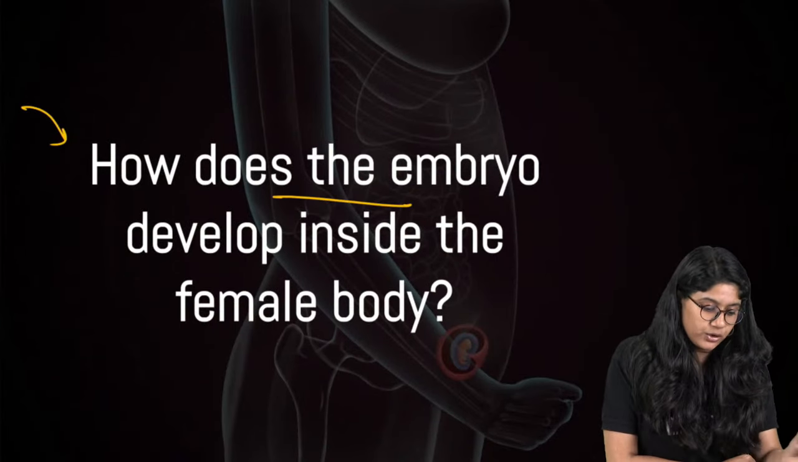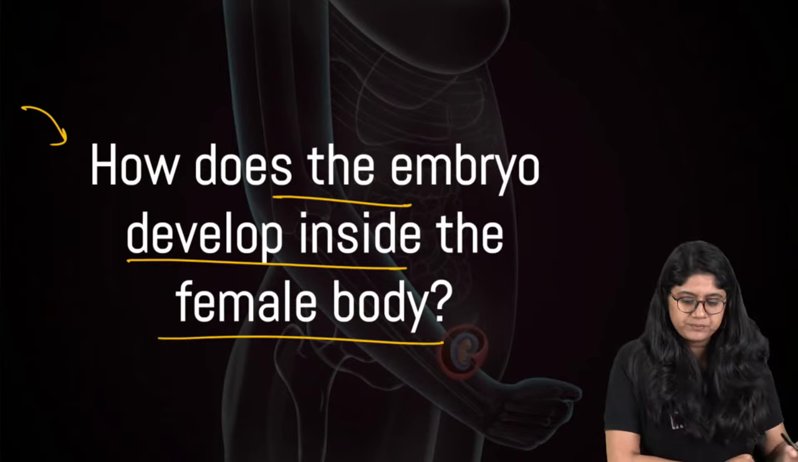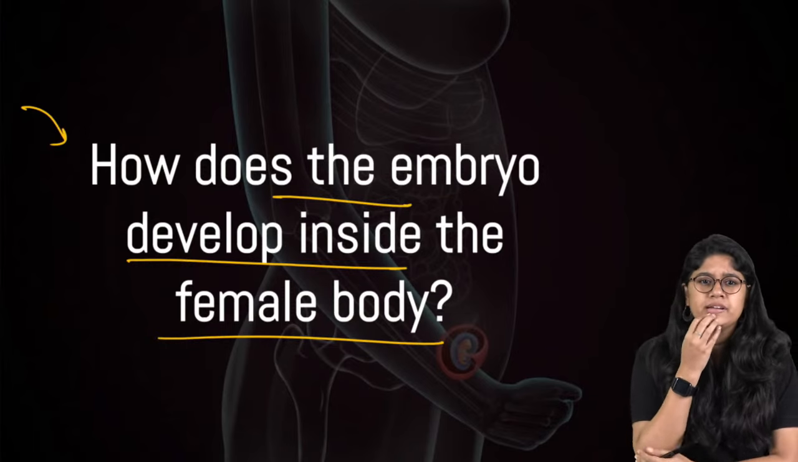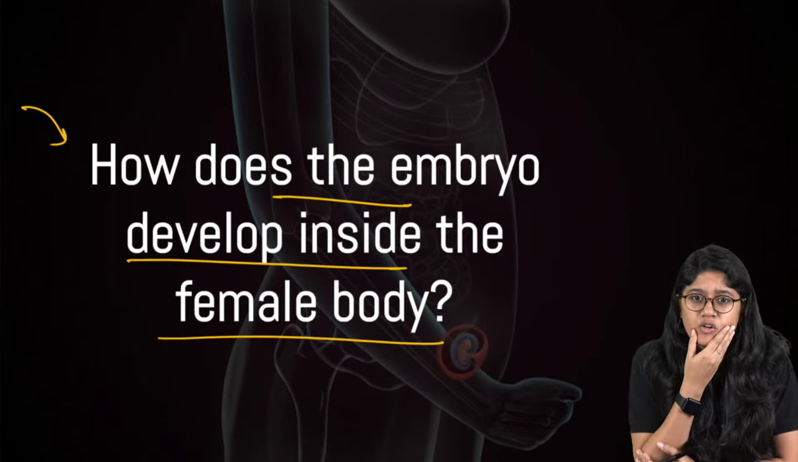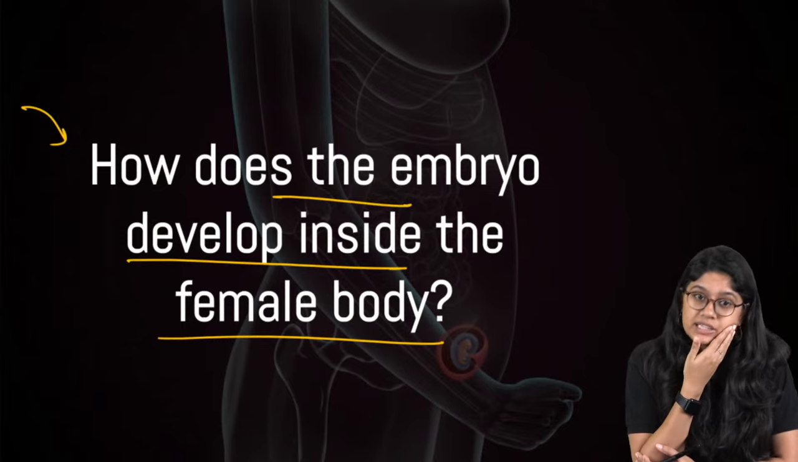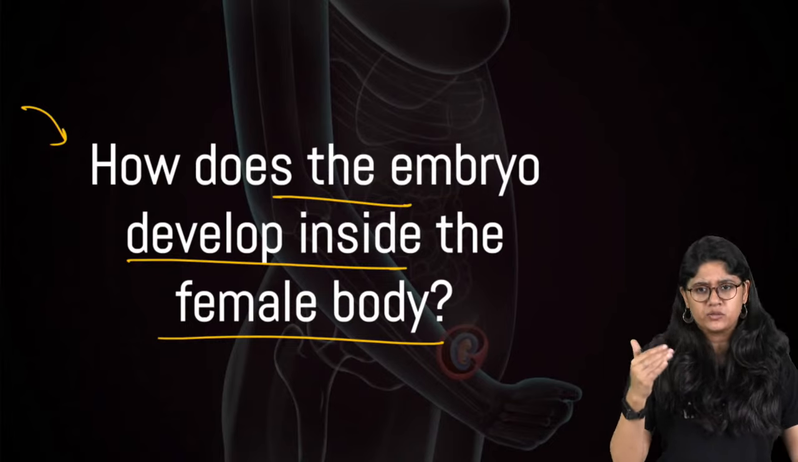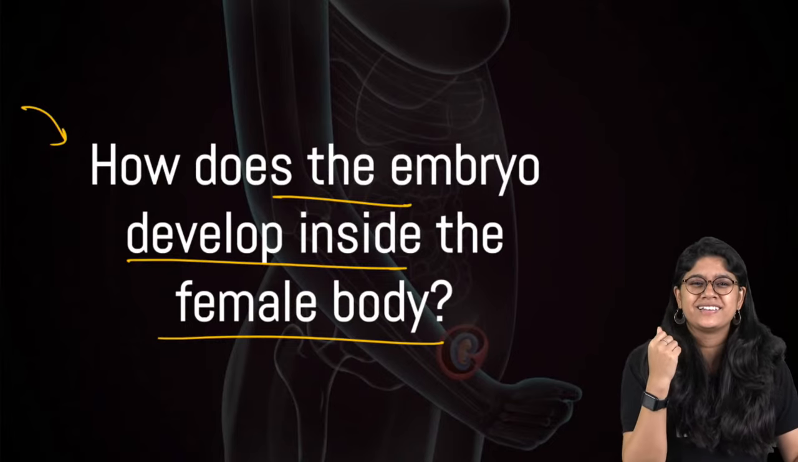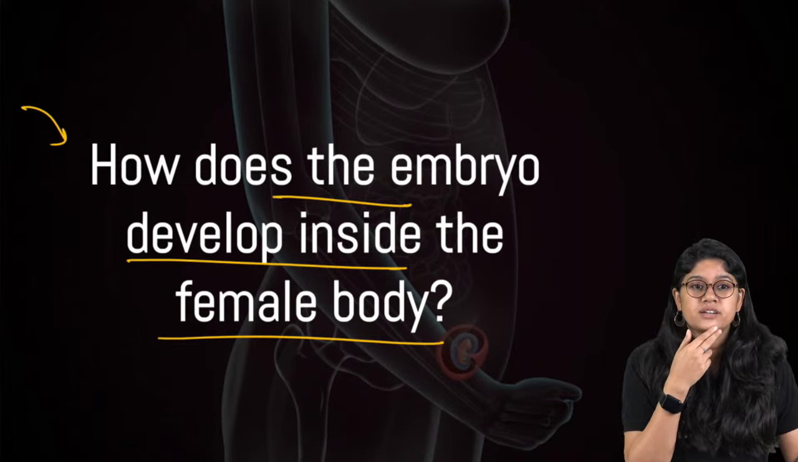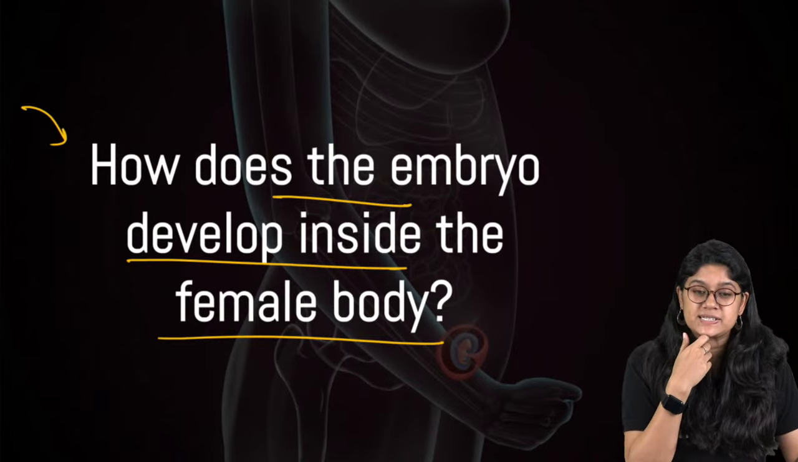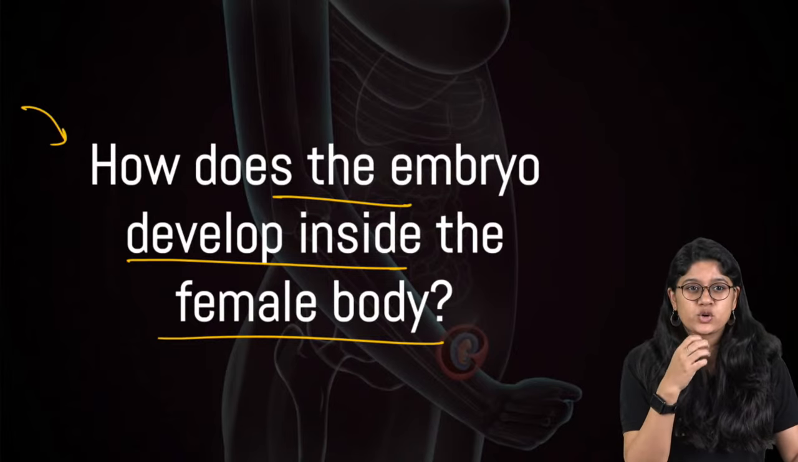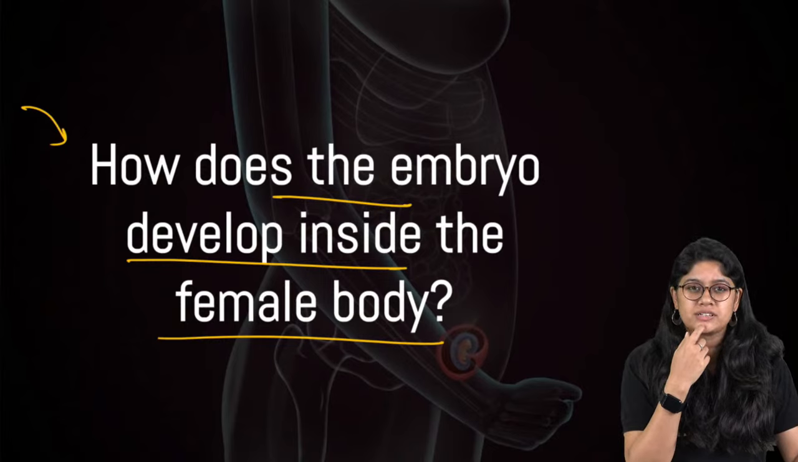How does the embryo develop inside the female body? What do you think, everyone? Ma'am, in fertilization only one ovum is released? Yes. In female, only one egg is released every month. We'll be discussing about that. Very good. It's okay, Amrita, noted your point.